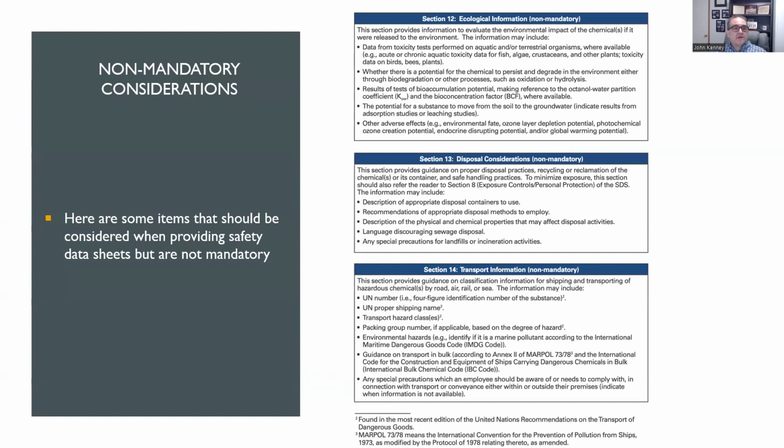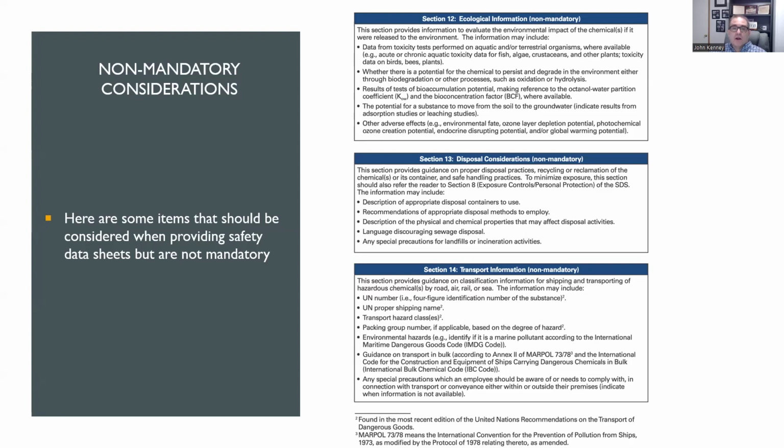Non-mandatory considerations. Here are some items that should be considered when providing safety data sheets, but are not mandatory. So again, this is information that is not mandatory but is recommended. This is what you're going to find. Section 12 is ecological information. Section 13 is disposal considerations. And Section 14 is transport information. We did see where one of these referenced going to Section 13. So again, these are what you would find in these areas.